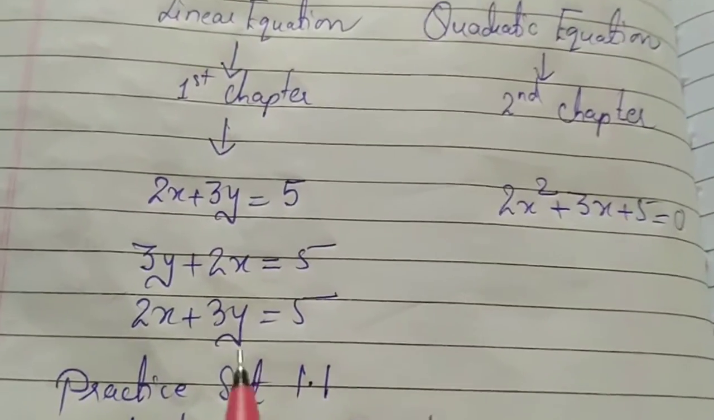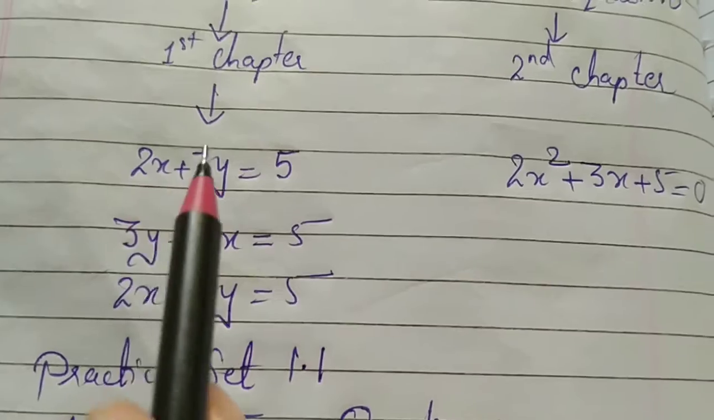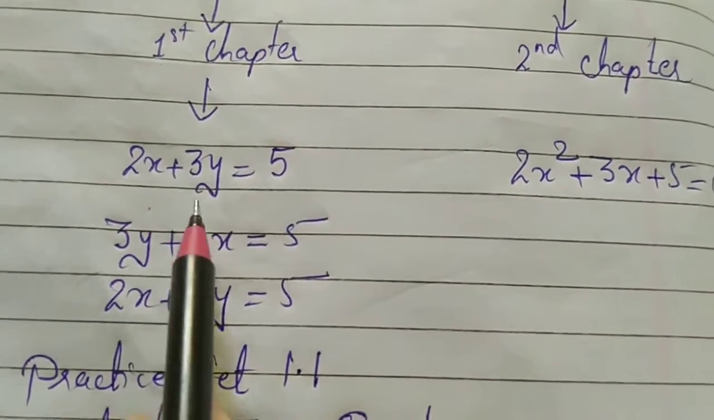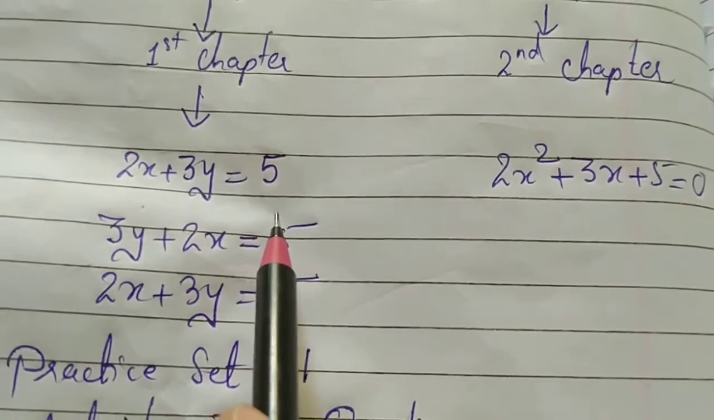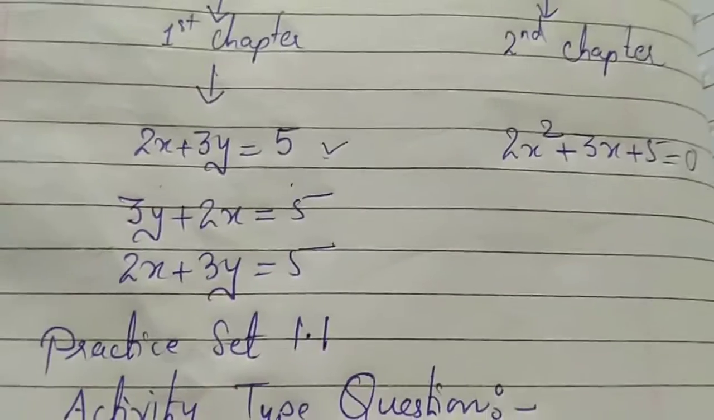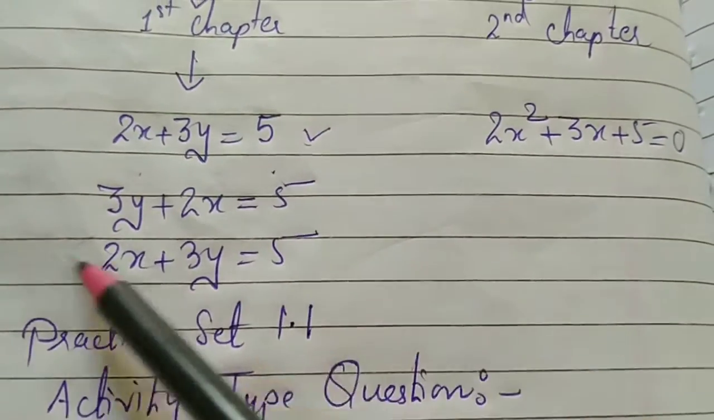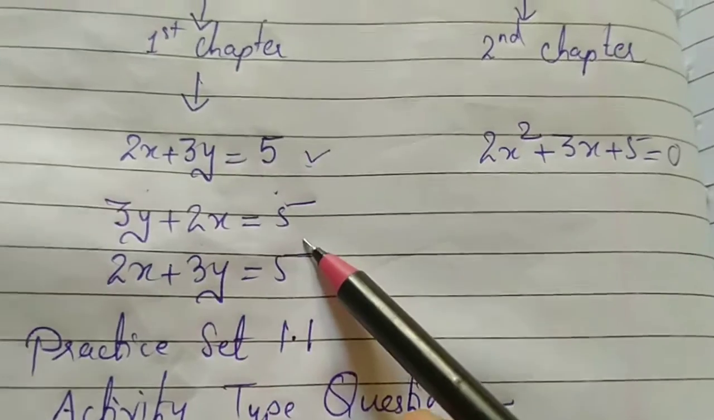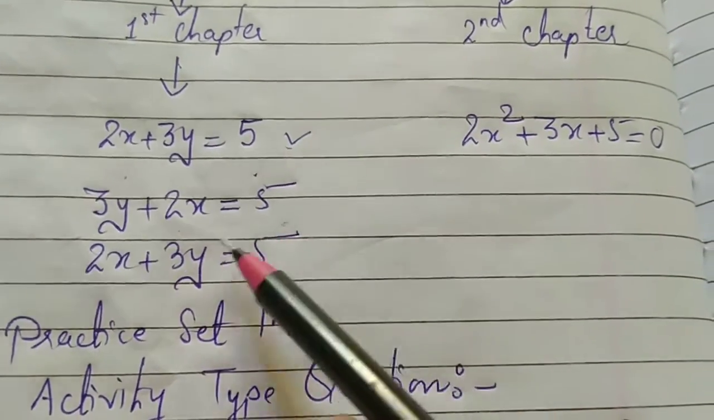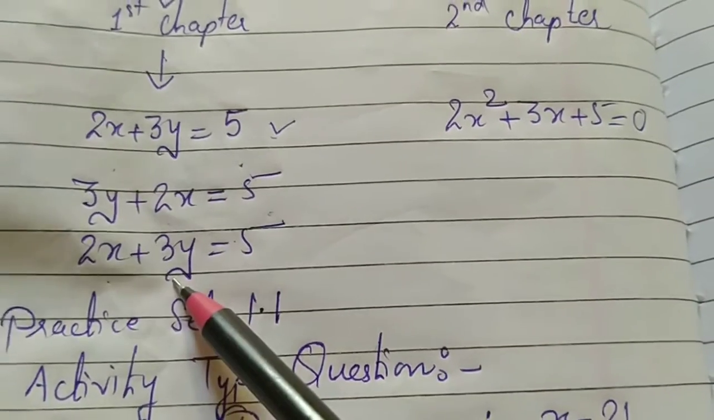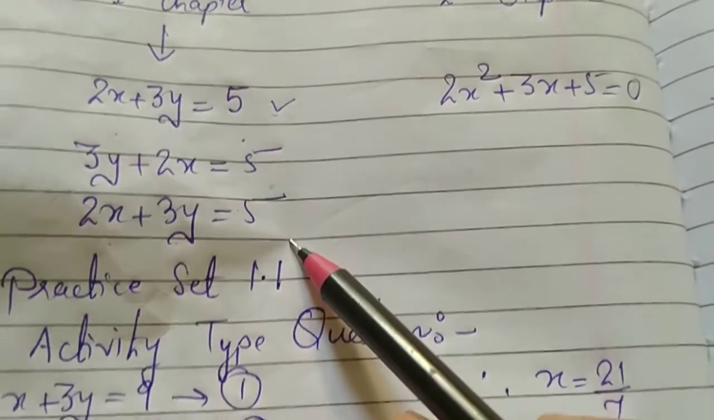Now I'm just giving you an example. You have one equation, children, that is 2x plus 3y is equal to 5. Now this is the correct form, right? But suppose in the paper or in the sum, they can give it to you in this form, that means y is here, then x, and then is equal to number. So what you are going to do is make it in a proper way. That means first x term, then y term, and then is equal to, the number term.